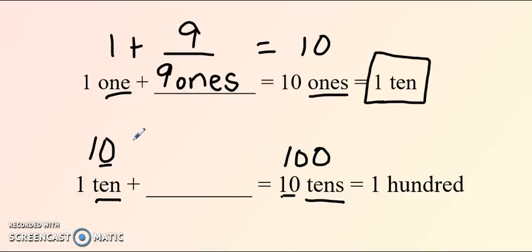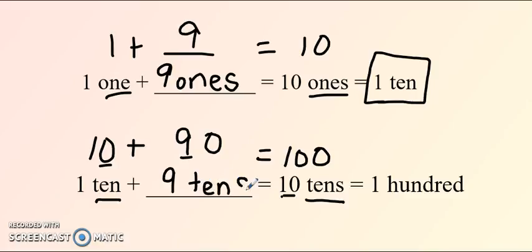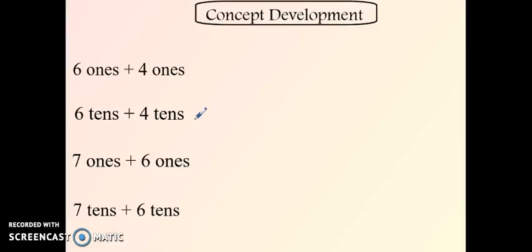So now 10 plus blank will give me 100. Well, 10 plus 90 equals 100. So 1 ten plus 9 tens equals 10 tens. And remember, 10 tens equals 100. So let's do a few more problems.